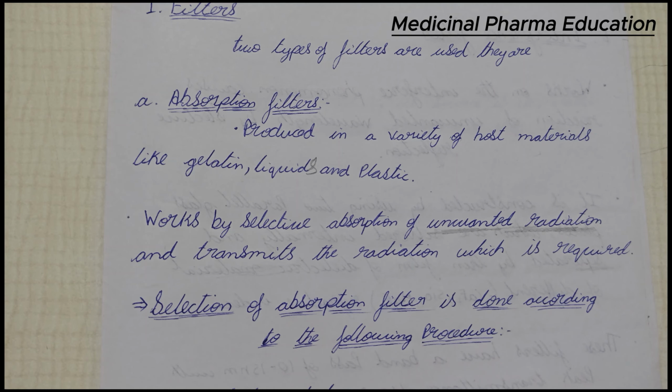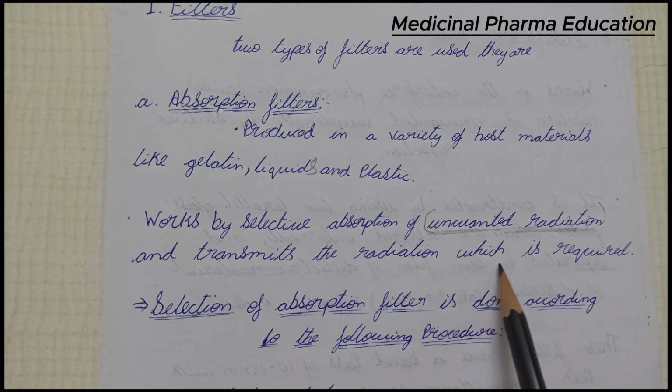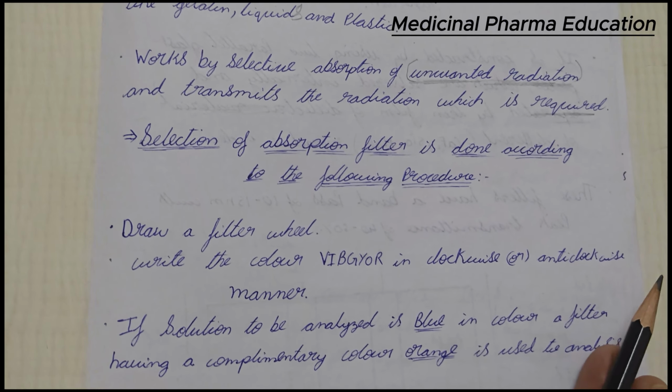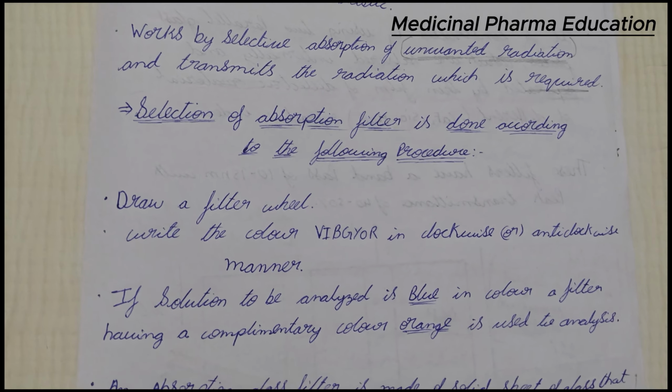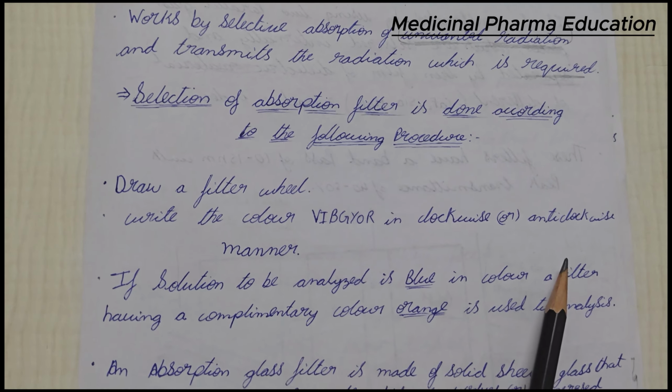Absorption filter absorbs the unwanted radiation and transmits the radiation which is required. That is the basic principle or mechanism. What is the working here? Selection of an absorption filter is done according to the following procedure.